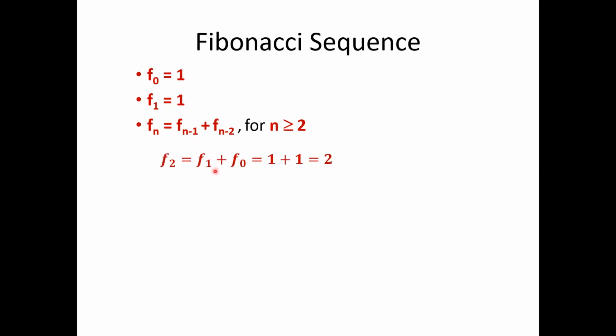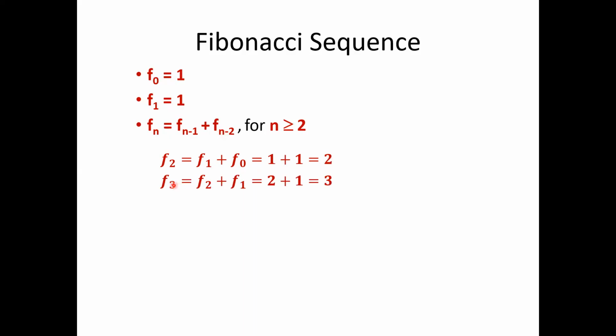Okay, so for example, how does this formula define the second element of the sequence, right? Because I have the zeroth and the first already defined. Well, I plug in this recurrence relation for the case of n equal 2. N minus 1 is therefore 1. N minus 2 is 0 because n is 2. But I know what these are. This is 1 by the base case, and this is also 1 by the base case. So this is just 1 plus 1, which is 2.